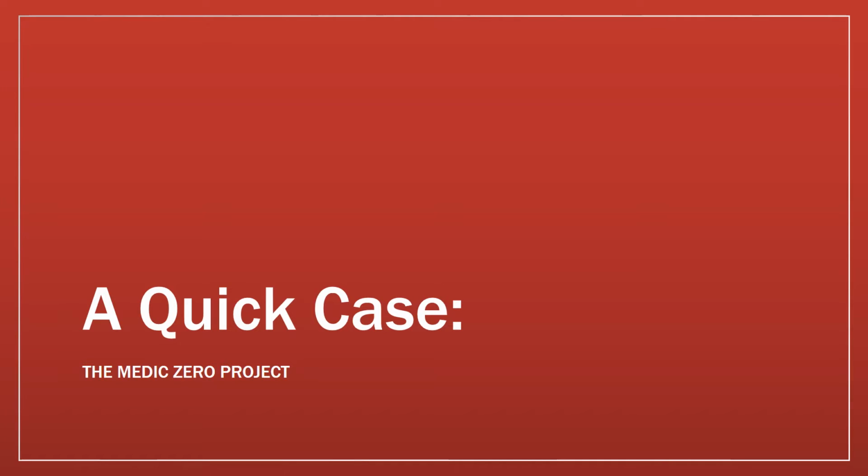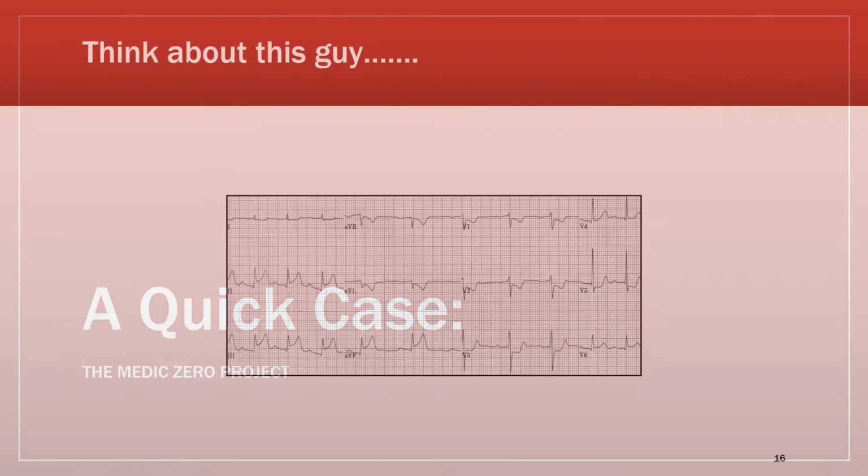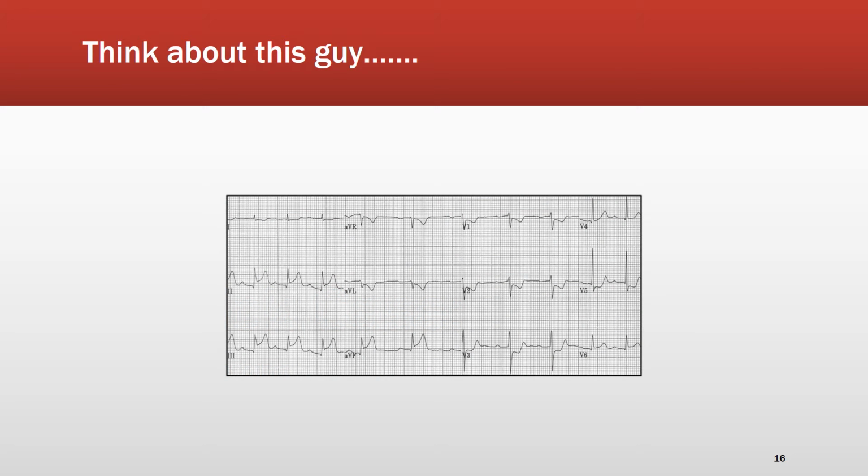So let's talk about a quick case where fentanyl is really appropriate, and maybe a little better than morphine. So think about this guy. What do we got going on with this 12 lead? Got some elevations, looks like in 2, 3, and aVF. And then we've got our reciprocal changes, V1, V2, V3, right, with the depression.